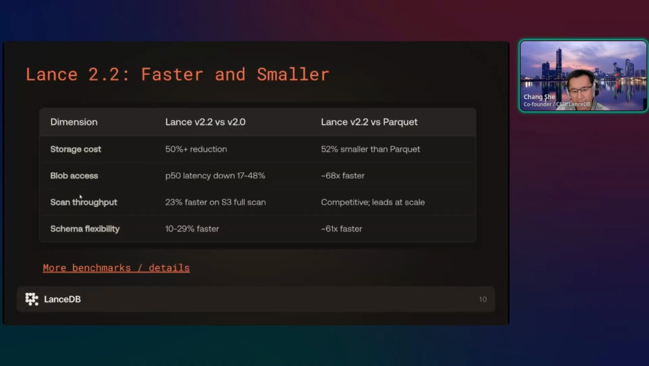When we talk about blob access, that's also really interesting. What we found is that previously, without Lance, most of our users were using external references and storing the blobs as individual files. This is really inefficient for training, and causes a lot of unnecessary read requests and high cost, and it slows down overall access speed.